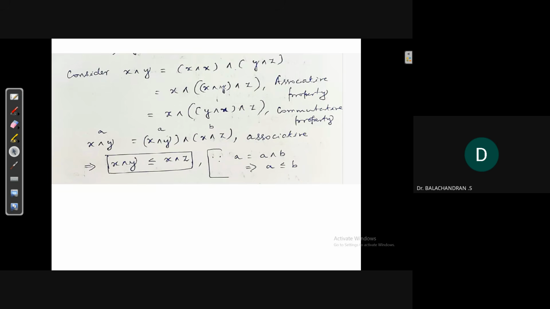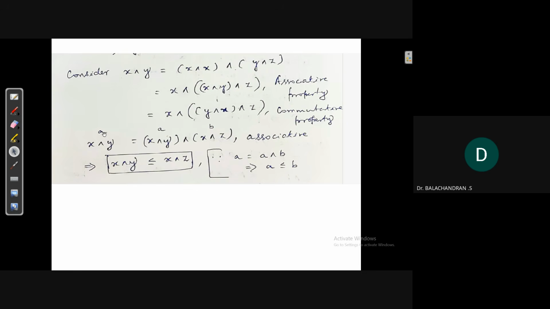x and y is equal to what? y and x. Again, from here to here, I am using associative. a and b and c is equal to a and b and c. From here to here, I am using associative. From here to here, you should listen carefully. I consider this is a, okay, this is a. I think x and y, this is also a. And this is something different, that's why I'll take b.